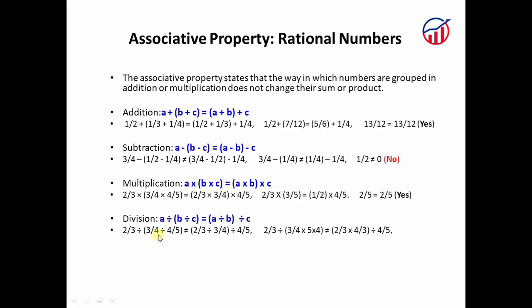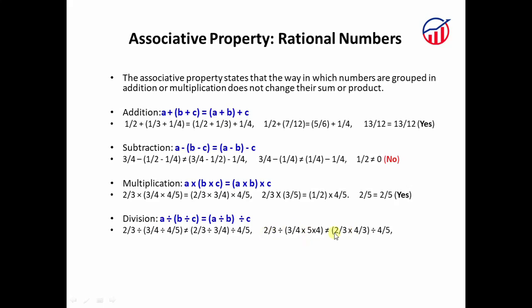2 upon 3 into 3 upon 4 divided by 4 by 5 on the LHS, and on the RHS you group 3 upon 4 and 4 upon 5 on the LHS, and 2 upon 3 and 3 upon 4 on the RHS. So when you solve the bracket first, you get 2 upon 3 divided by 3 upon 4, and you see over here you're going to inverse and multiply, so this becomes multiplication and 5 by 4, and on the RHS you have 2 by 3 into 4 by 3, again inverse and multiply.